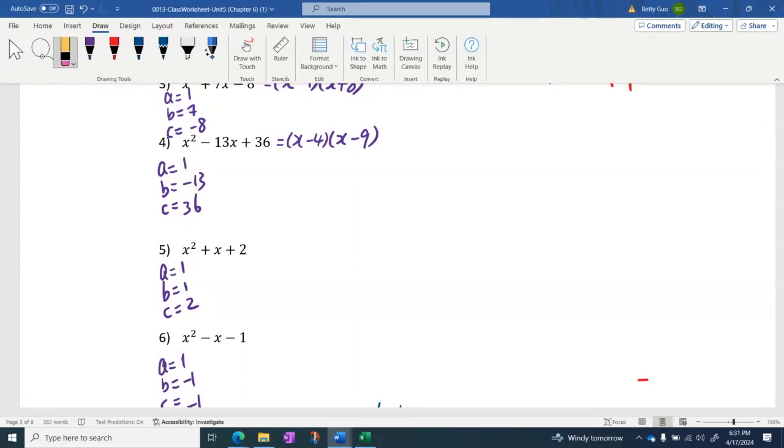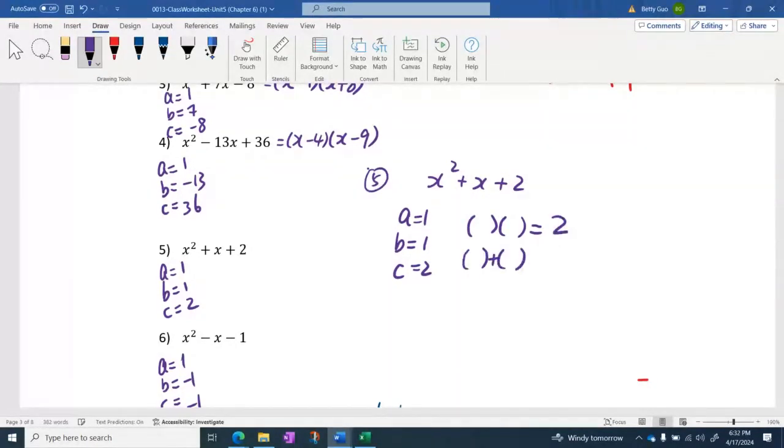Any progress? Number 5, x squared plus x plus 2. We identify A is 1, B is 1, C is 2. So the shortcut method applies. We're going to find the two integers that multiply to C and add up to B. Let's see, how do we find those two integers? I would determine the signs first. Can you help me decide what the signs are for the two integers? They multiply to positive and add up to positive.